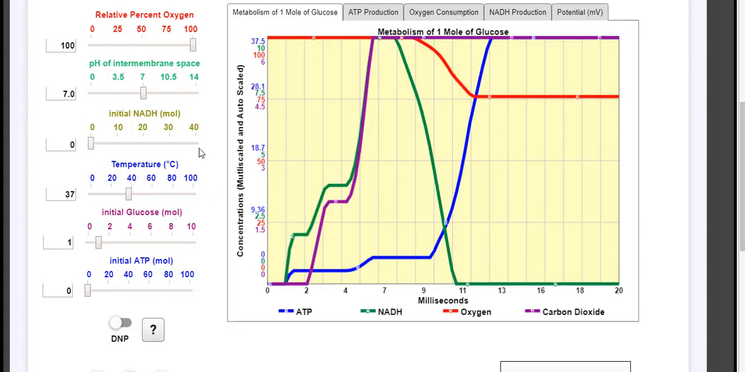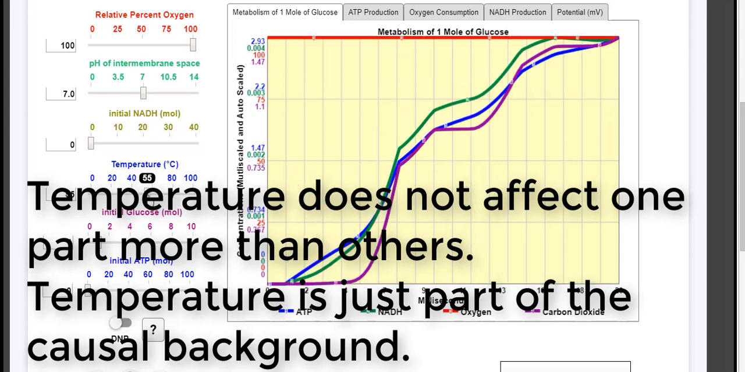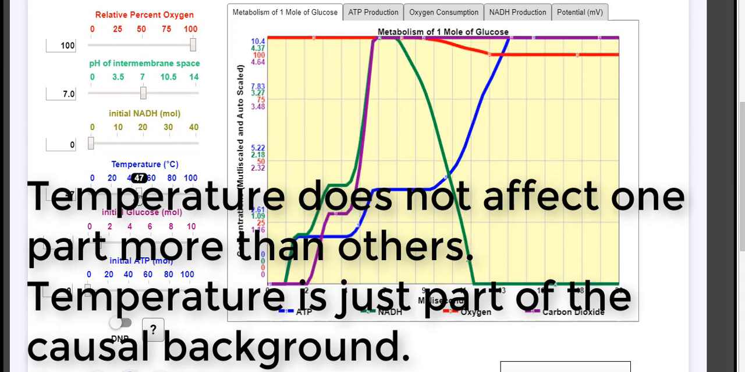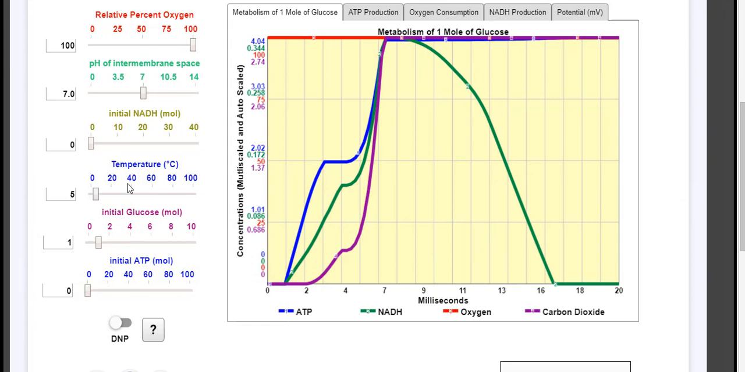Temperature is one of these factors that I included as just part of the causal background. So it's not affecting one system more than another system, but just affecting the overall background of the system. As I increase temperature, it really is decreasing all of these variables. And as I decrease temperature, I'm really decreasing all of these variables. And my idea was denaturing all of these proteins.